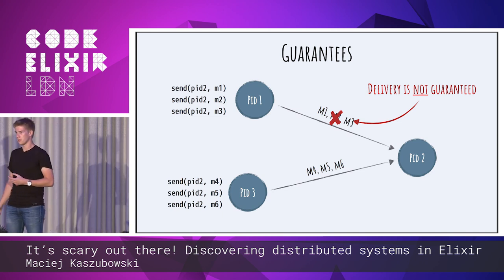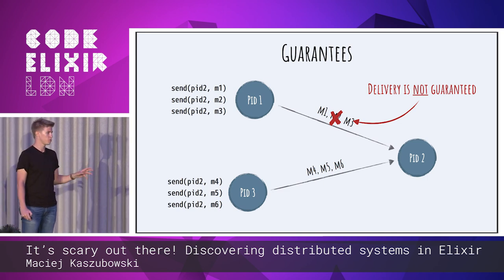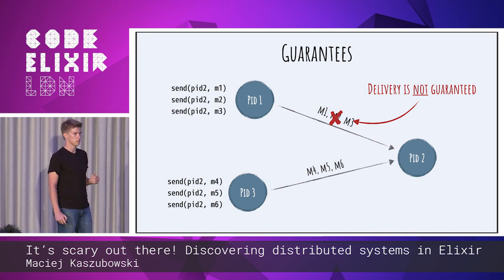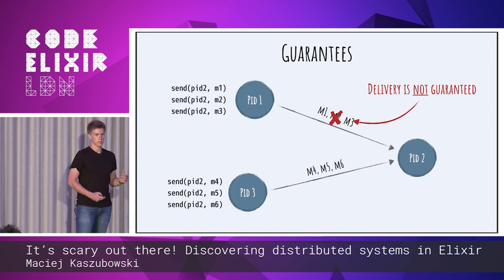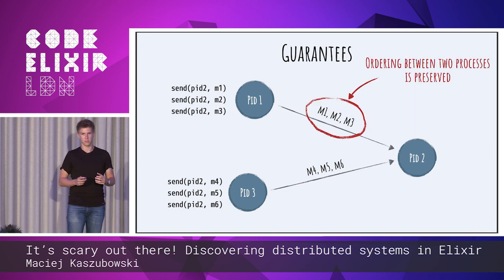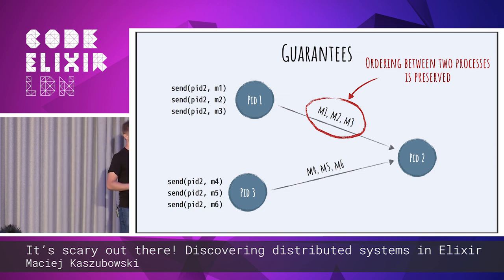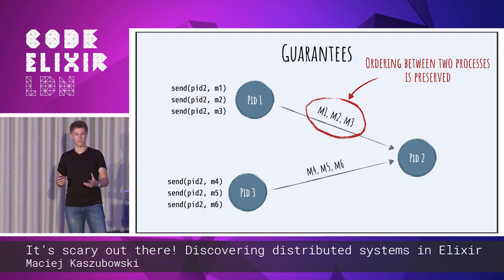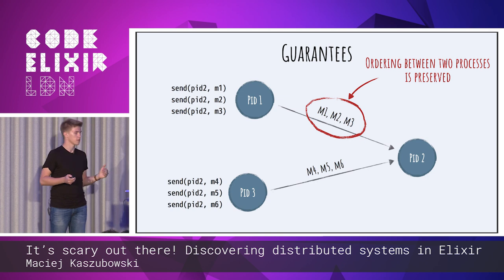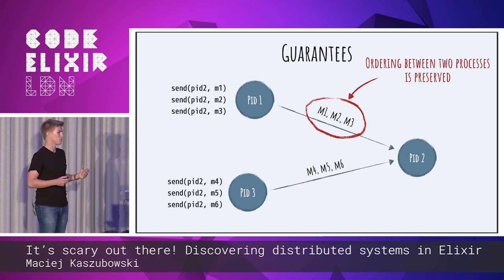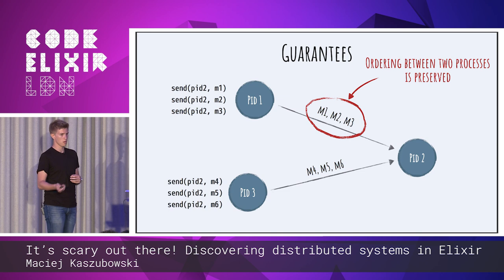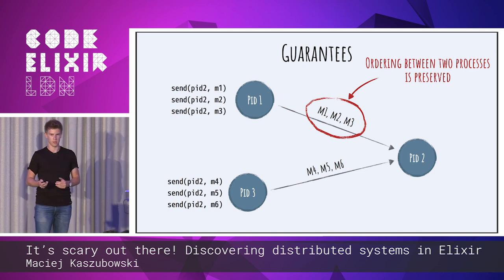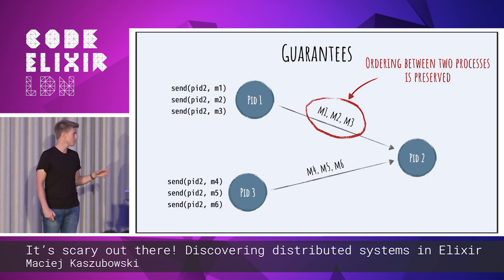Another thing is the ordering of messages. So when you have two processes and they are sending messages to each other, the Erlang runtime guarantees that the ordering of these messages will be preserved. So if the messages are sent in this order, message 1, message 2, and message 3, then they will be delivered in this order, assuming that they will be, because as I've said, all messages can be lost. So there cannot be a situation where message 1 arrives after message 3 because Erlang provides this ordering.